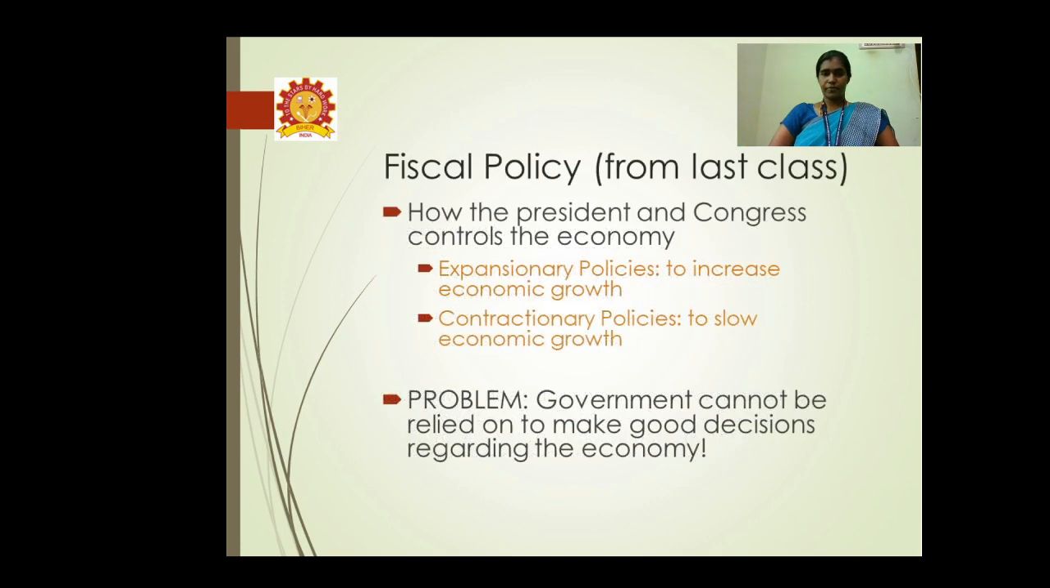Fiscal policy. From the last class, how the President and Congress control the economy. Expansionary policies to increase economic growth. Contractionary policies to slow economic growth. The problem is that the government cannot be relied on to make good decisions regarding the economy.